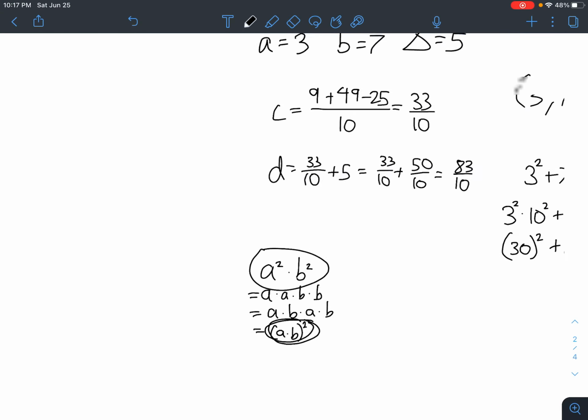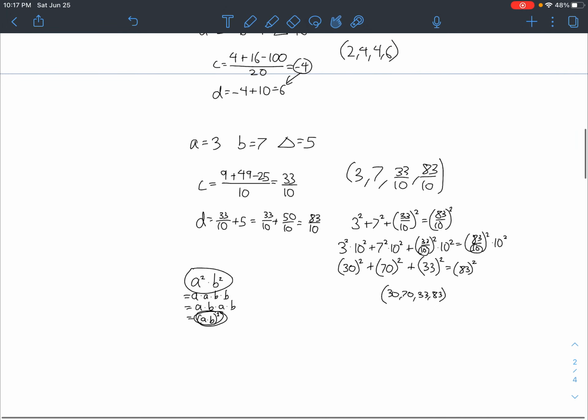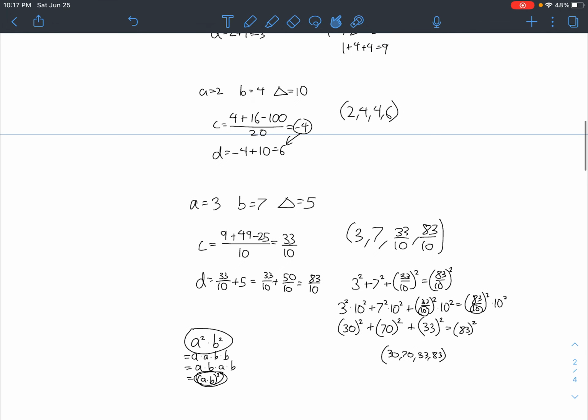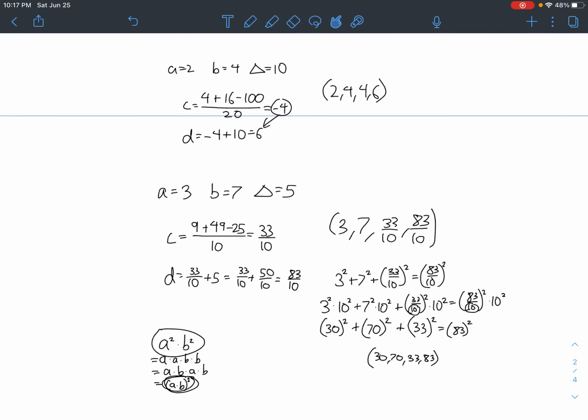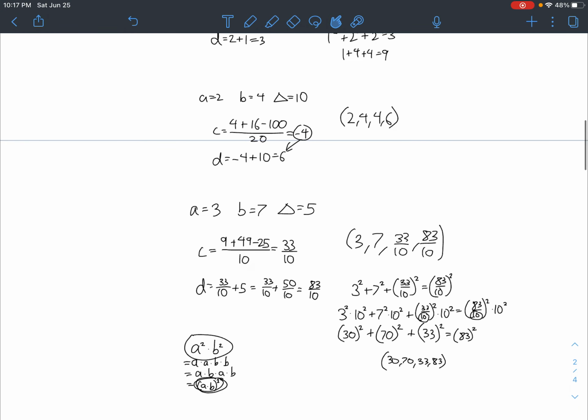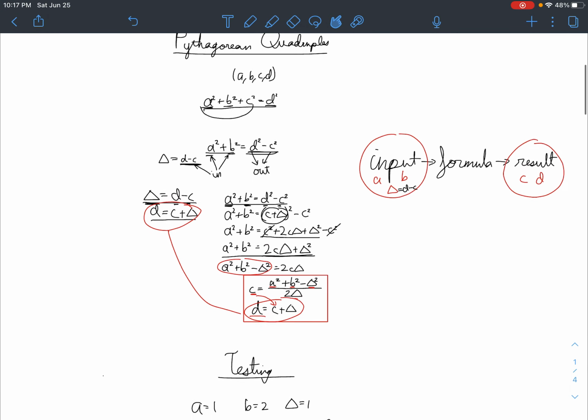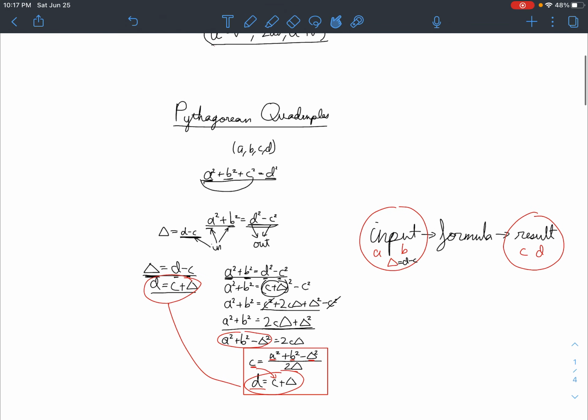So that's how you use the Pythagorean quadruple formula. You plug in values of a, b, and delta, and after scaling up some values and making some of them positive, you are able to generate 4 integers, a Pythagorean quadruple. I think that's pretty cool.